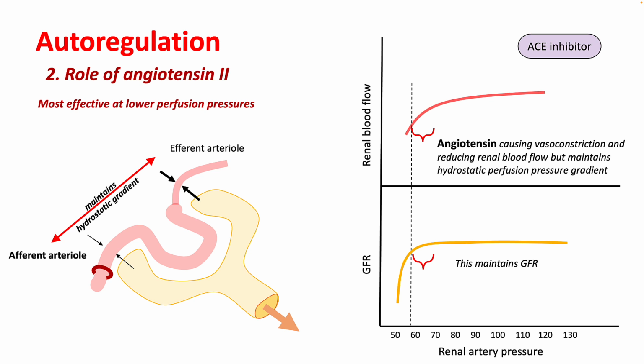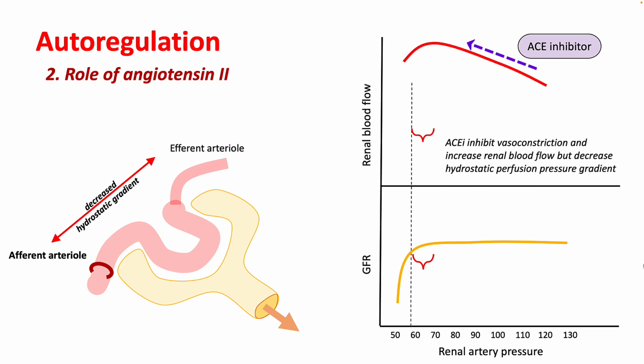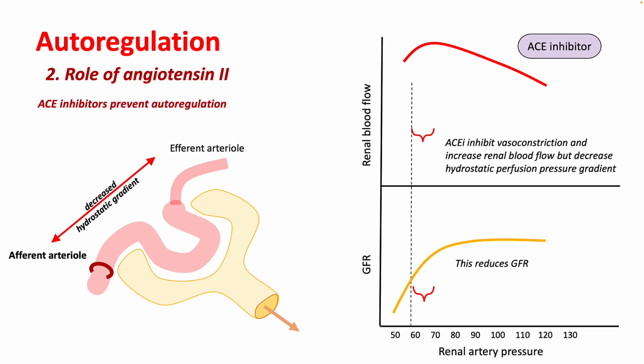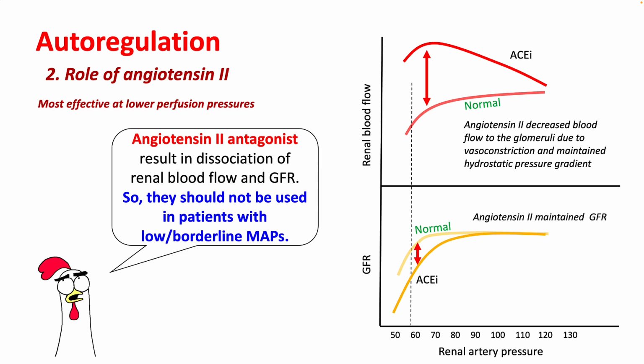If you give this patient an ACE inhibitor, you're going to cause vasodilation of both afferent arteriole and efferent arteriole, and your renal blood flow will increase. However, because it also causes a drop in systemic blood pressure, at a certain point it will start dropping the renal perfusion as well, and will result in decreased GFR. This would explain why ACE inhibitors cause worsening renal function, especially at lower blood pressures. So angiotensin 2 antagonists result in dissociation of renal blood flow and GFR, so they should not be used in patients with low or borderline MAPs.